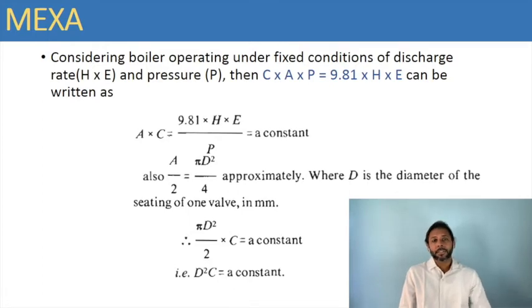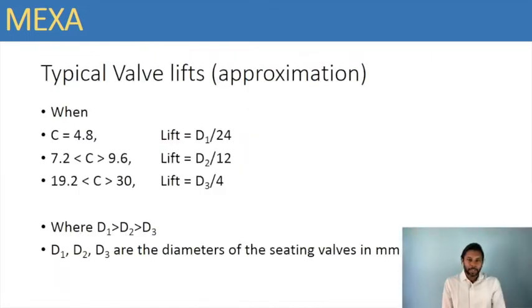So one can evidently see that if c is increased, d needs to be decreased. Now if d is decreased, the valve lift has to be increased to compensate for the discharge of steam so as to avoid accumulation of pressure. On the screen, you will find typical valve lifts, which are basically an approximation for various discharge coefficients of valves.